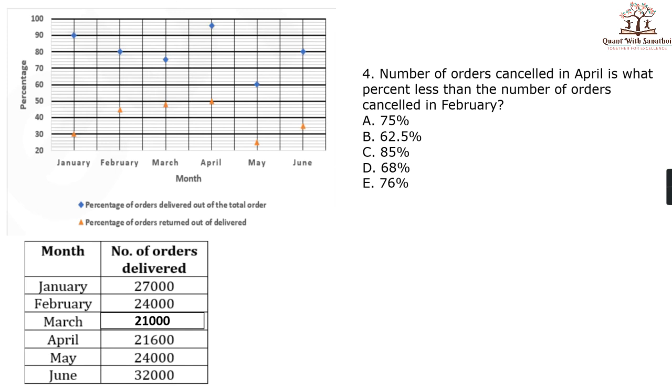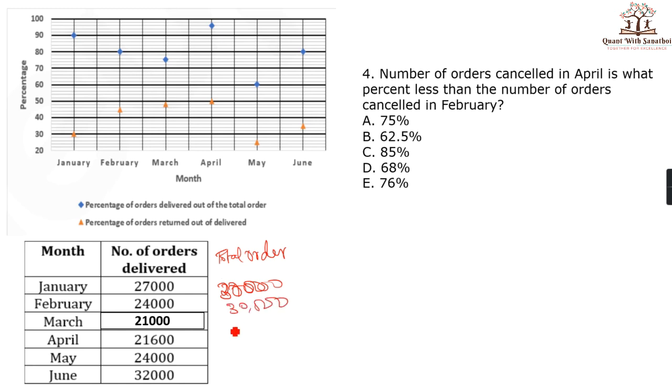In the question number 4, they have asked, the number of orders cancelled in April is what percent less than the number of orders cancelled in February? So as we have solved 3 questions till now, we know the values here. January will be the number, the total orders. Total order is how much? 30,000. Here it will be 30,000 again.